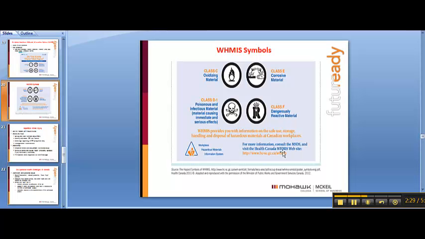So again, these are symbols that sometimes suppliers will put on their materials, but if your company is buying these and putting them into some of the equipment that you're using, then that equipment should have these symbols pasted onto it so that the employees know that it's toxic and that they have to be careful.